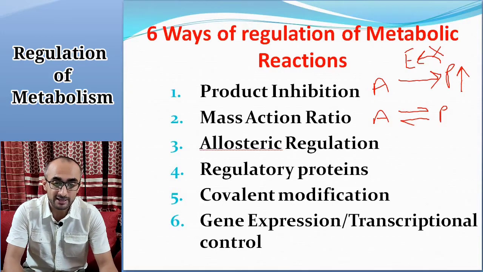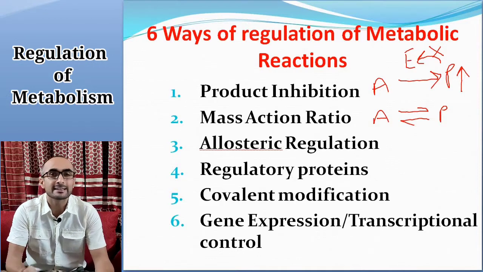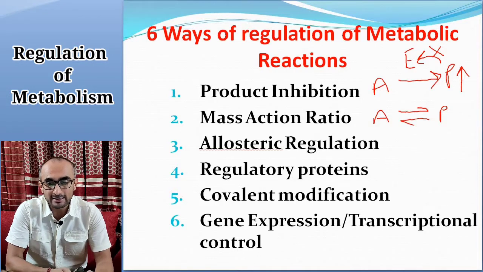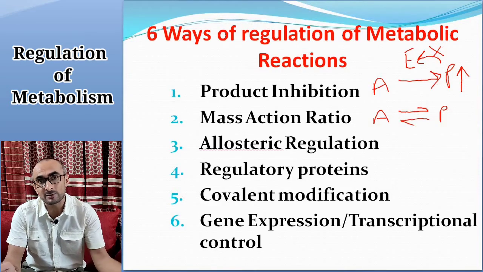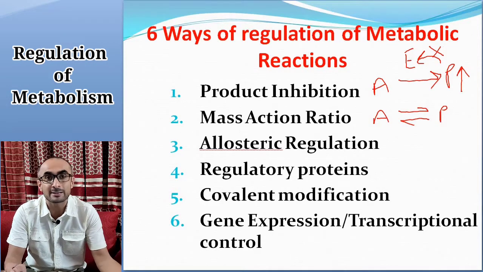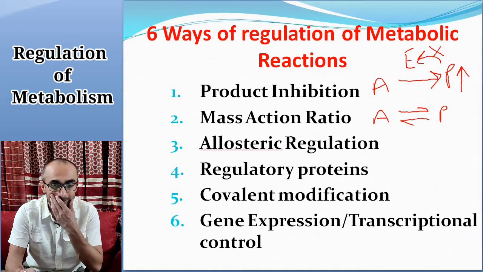Another method is allosteric regulation. This is also a very common method which regulates enzyme activities in different metabolic reactions. In this mechanism, those enzymes which are regulated by this method have a separate site besides the substrate binding site on their surface, and when some ligand molecule, some chemical, binds to that additional pocket or site on the enzyme surface, it changes the activity of that enzyme. We'll discuss that in detail later on.